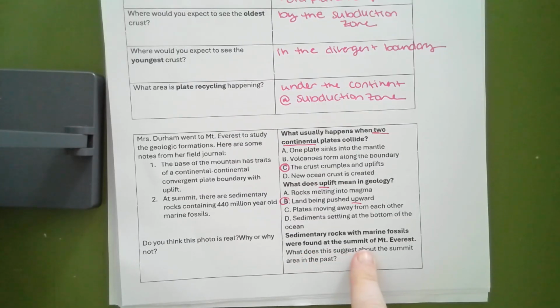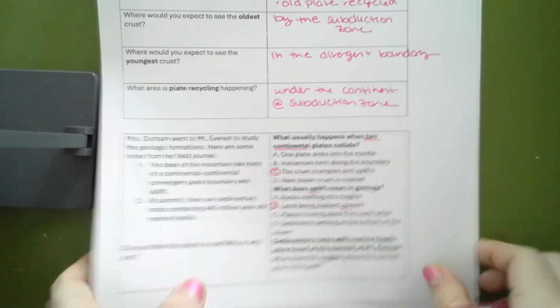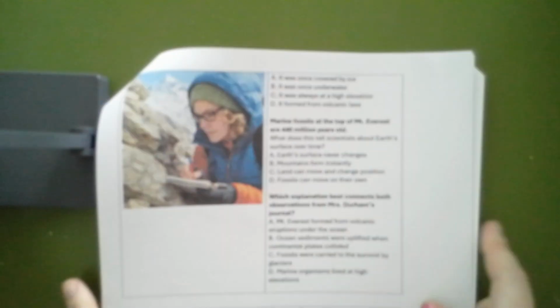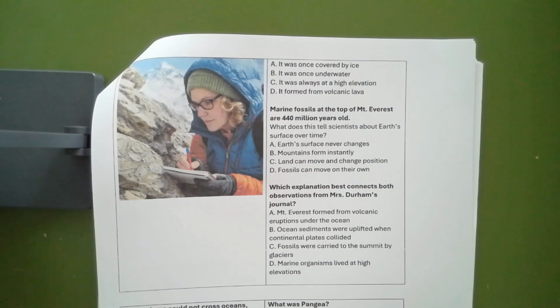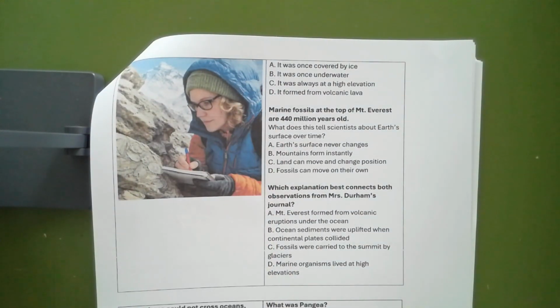Sedimentary rocks with marine fossils were found at the summit of Mount Everest. What does this suggest about the summit area in the past? That's not real. Well, you actually went to Mount Everest. Oh, this is AI. But what can we say about Mount Everest? It was once underwater, right?